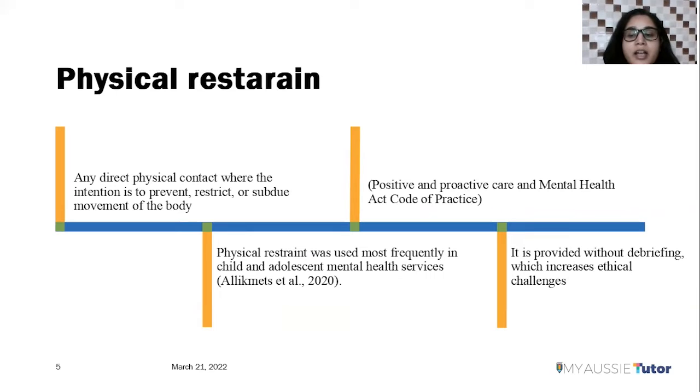Positive and proactive care and the Mental Health Act code of practice are also supporting physical restraint in most of the mental health settings. Physical restraint is usually used in child and adolescent mental health services in order to manage the situation. But at the same time, the healthcare professionals are not choosing the option of debriefing and then restraining, which sometimes leads to various ethical challenges among the patient population. So physical restraint, by which physical forces can be applied in order to manage and control the patient in the hospital settings, is considered as physical restraint.